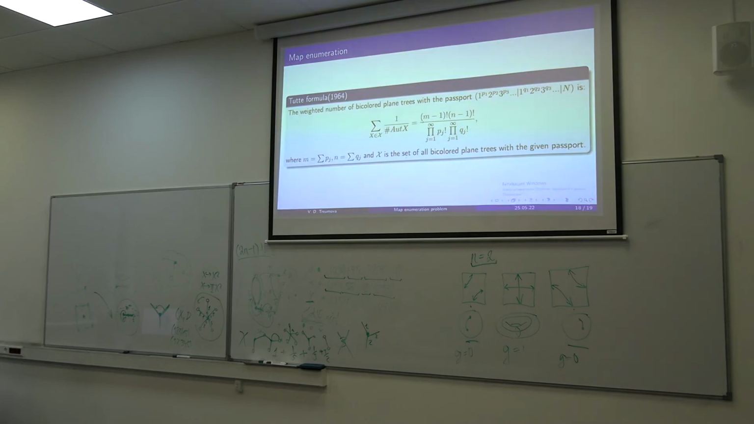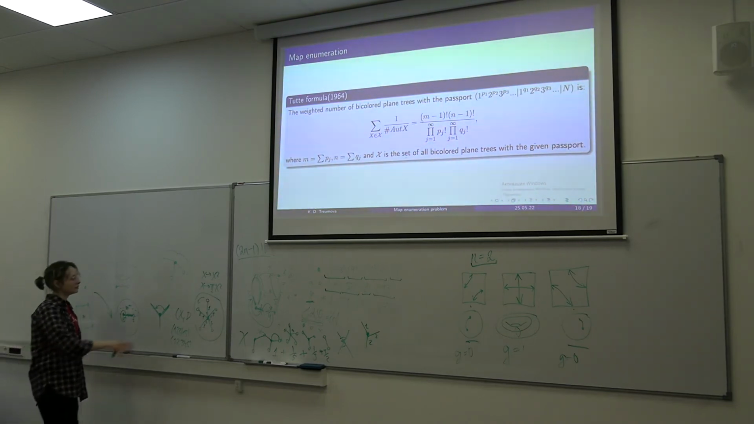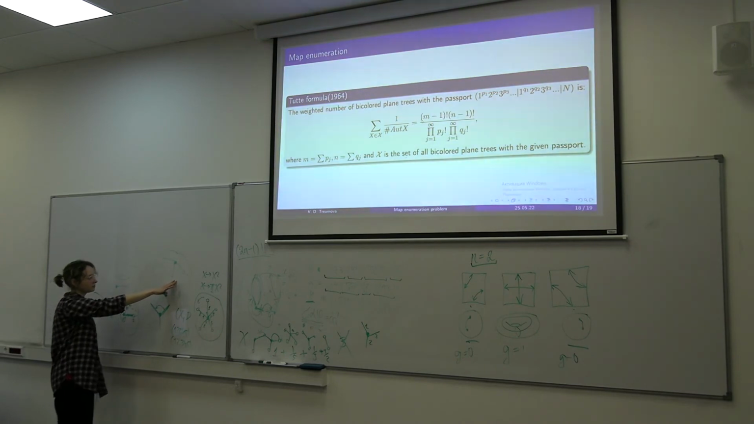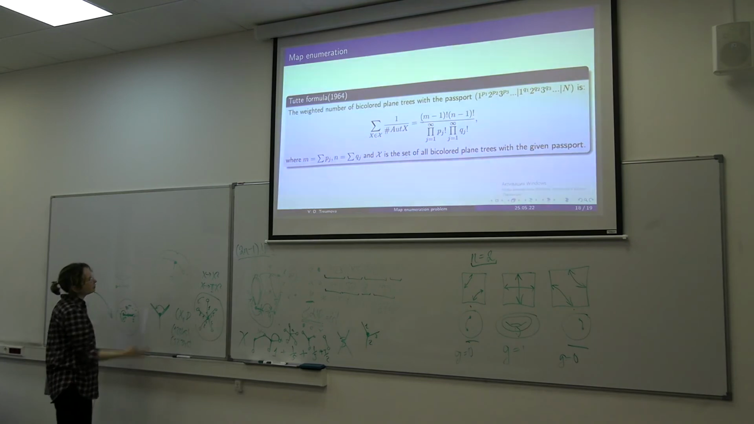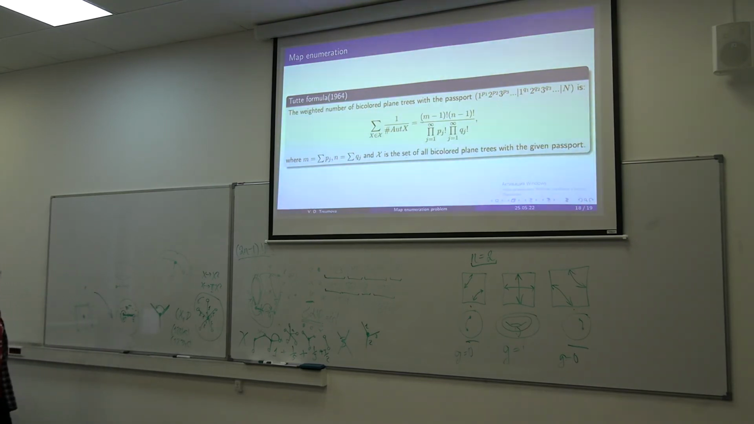That means that it is plane, because if we draw something on the sphere, and we get only one face, then it is plane. And the number is as follows.